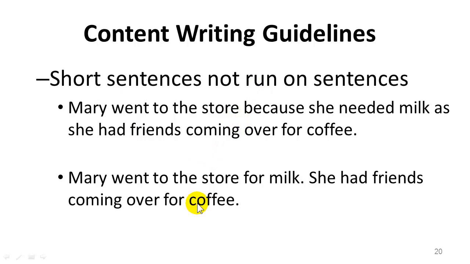So let's take an example of these two. Here we have: Mary went to the store because she needed milk as she had friends coming over for coffee. It's too long, on and on and on. Here we have two short sentences. Mary went to the store for milk. She had friends coming over for coffee. So keep in mind when you're writing the content.